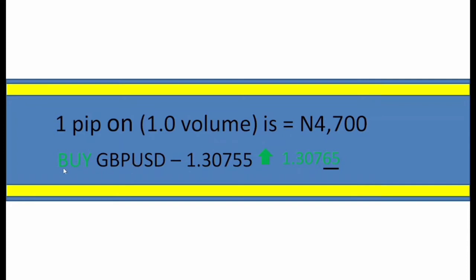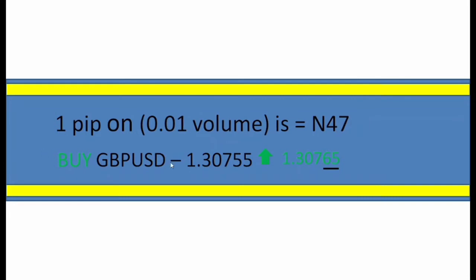Let's say you entered a buy order on GBP USD at 1.30755. Now what is 1.30755? It is the quantity of money you need. When you see GBP USD, what's happening is that you are buying GBP and you are selling the US dollar. So you will need 1.30755 US dollars to buy 1 GBP. You get it now?